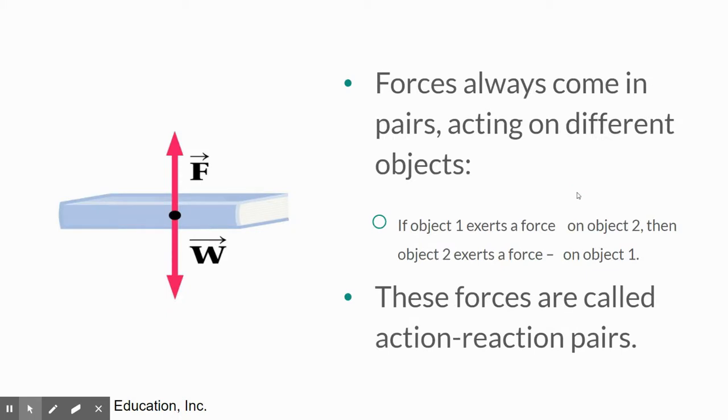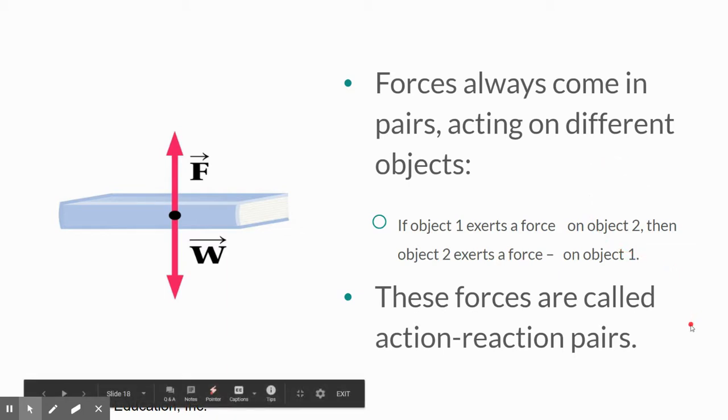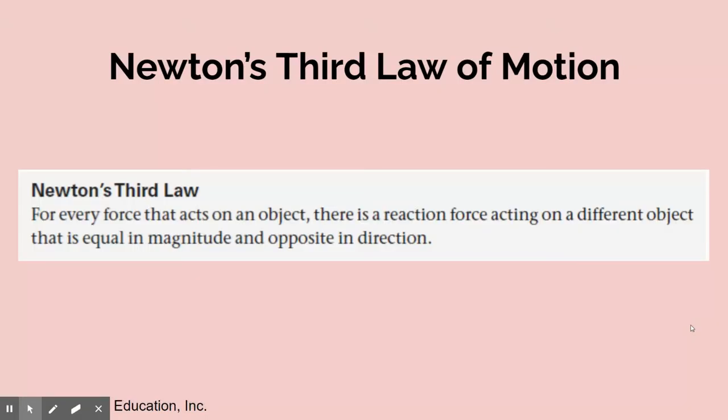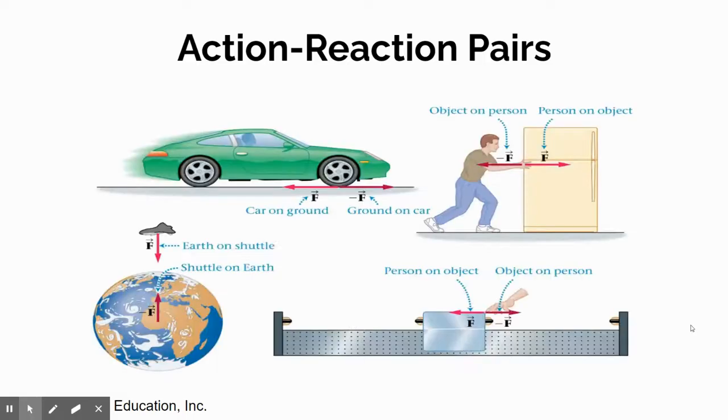You might have noticed that forces always come in pairs, and they act on different objects. So object 1 will exert a force on object 2, and vice versa. Object 2 exerts a force on object 1, and we call these action-reaction pairs. Well, that's the third law of motion. For every force that acts on an object, there's a reaction force acting on a different object, which is equal in magnitude and opposite in direction.